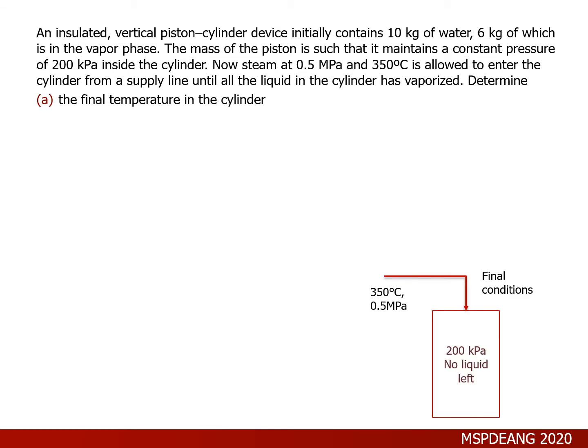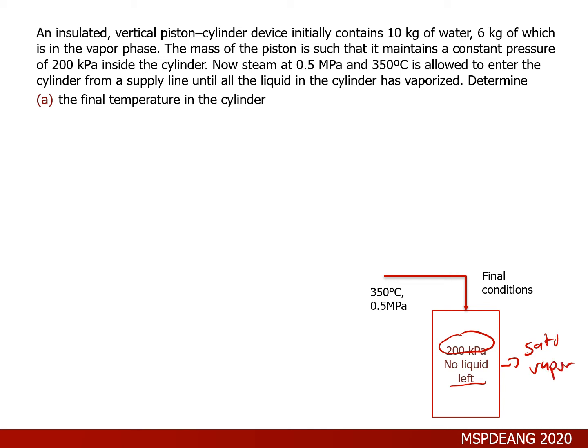Okay, first, let us try to calculate the final temperature in the cylinder. So, our cylinder now, in final conditions, is at 200 kPa, and there is no liquid left. This means enough steam was supplied until all the liquid vaporized. Thus, we now have saturated vapor at 200 kPa.